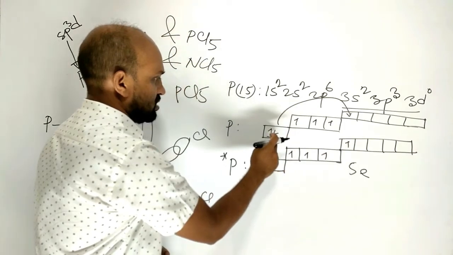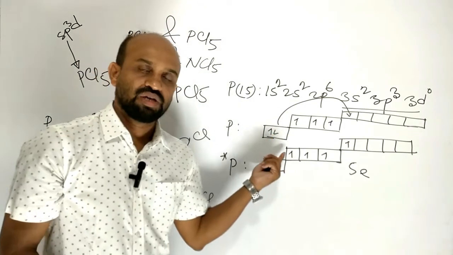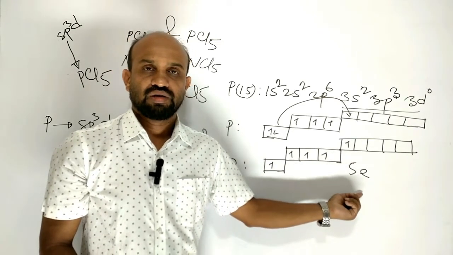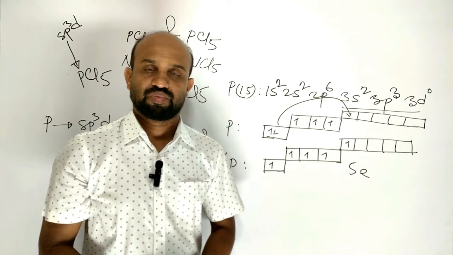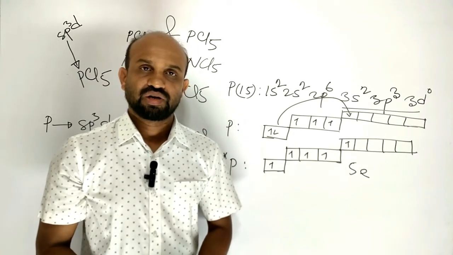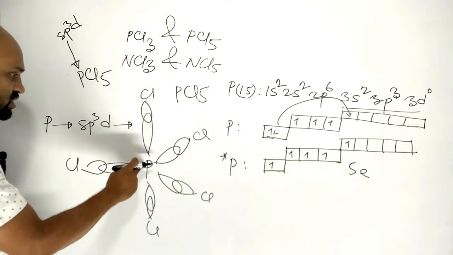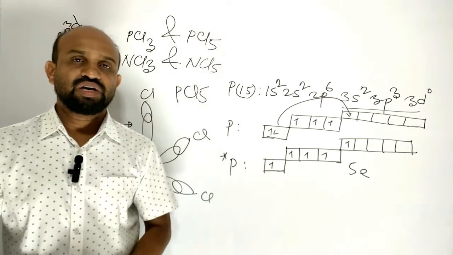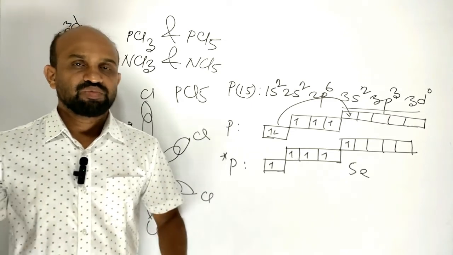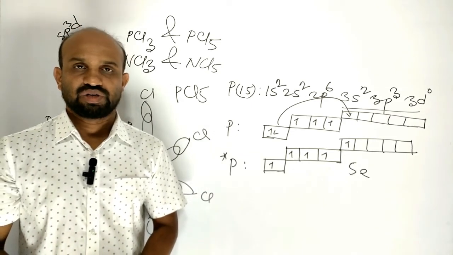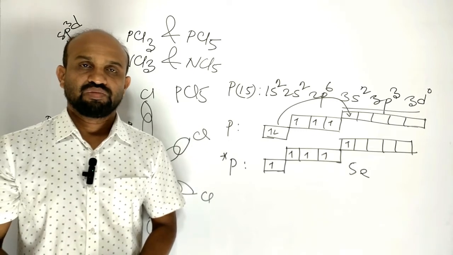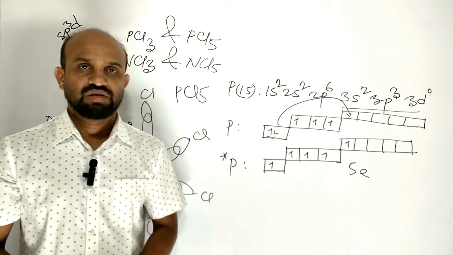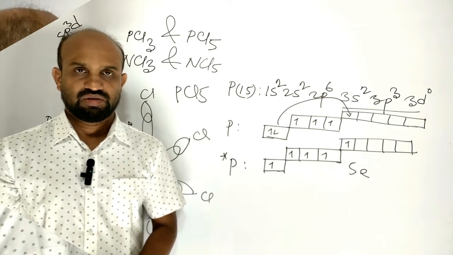That is why one electron from the 3s orbital shifts to the vacant d orbital, and as a result, 5 unpaired electrons are produced. With these 5 unpaired electrons, phosphorus forms phosphorus pentachloride with 5 chlorine atoms. So, because of the presence of vacant d orbitals, phosphorus can form phosphorus pentachloride. Now let's see the formation of nitrogen trichloride and nitrogen pentachloride.